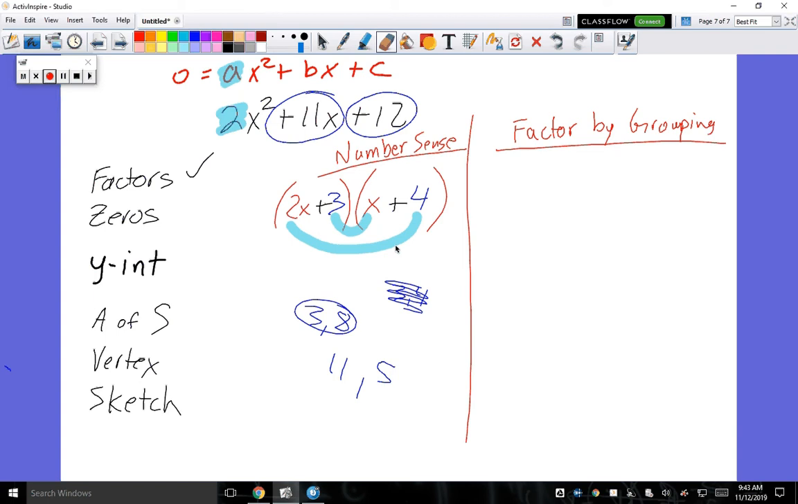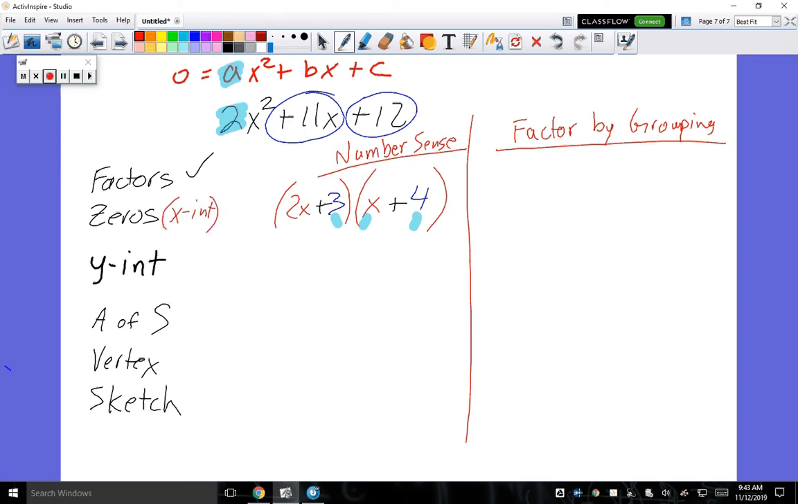Okay? Now, if I wanted to find the x-intercepts, aka the zeros of the function, all I'm going to do is set each of these pieces equal to 0 and solve. So if I set this one right here equal to 0 and solve for x, what would I get? Negative 3 halves. No decimals, so let's keep some fractions. What would the other one be? Negative 4, right? So right here, these are my zeros. x equals negative 3 halves, or x is equal to negative 4. Those are my x-intercepts as well.